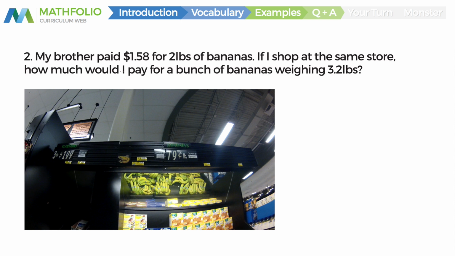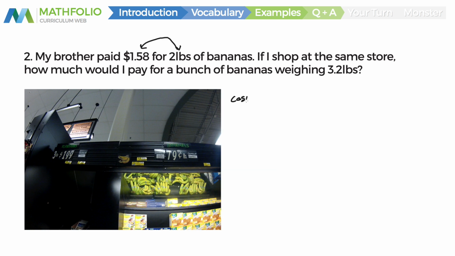So in this case, brother paid this much for this much. So we've got the cost and we've got the pounds. He paid $1.58 per 2 pounds. If I shop at the same store, how much would I pay for a bunch of bananas weighing 3.2 pounds? So 3.2 goes on the bottom. How much? X goes on the top.